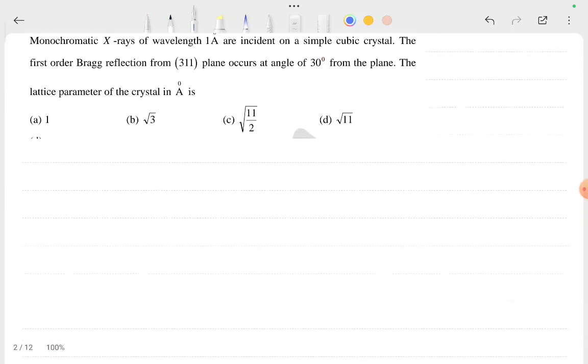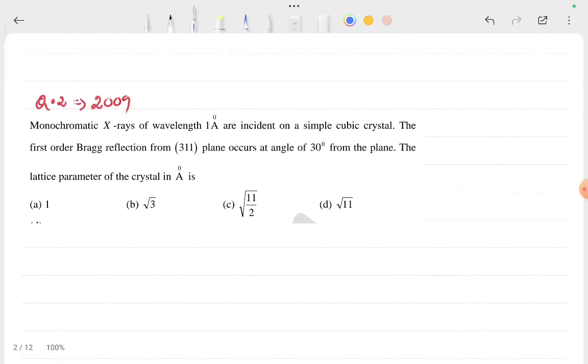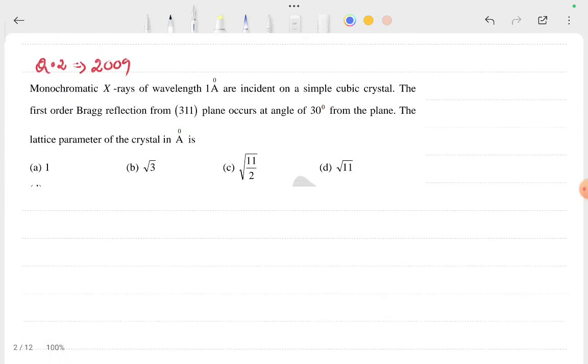Question number 2. This question was asked in the 2009 question paper. In this question they ask about a monochromatic X-ray of wavelength 1 angstrom incident on a simple cubic crystal. Be careful, simple cubic crystal, it's important.